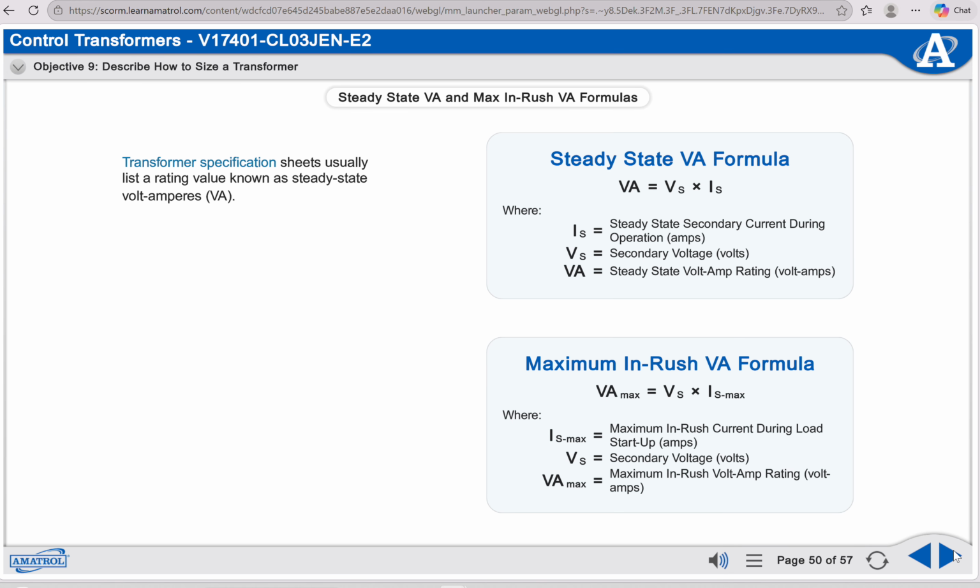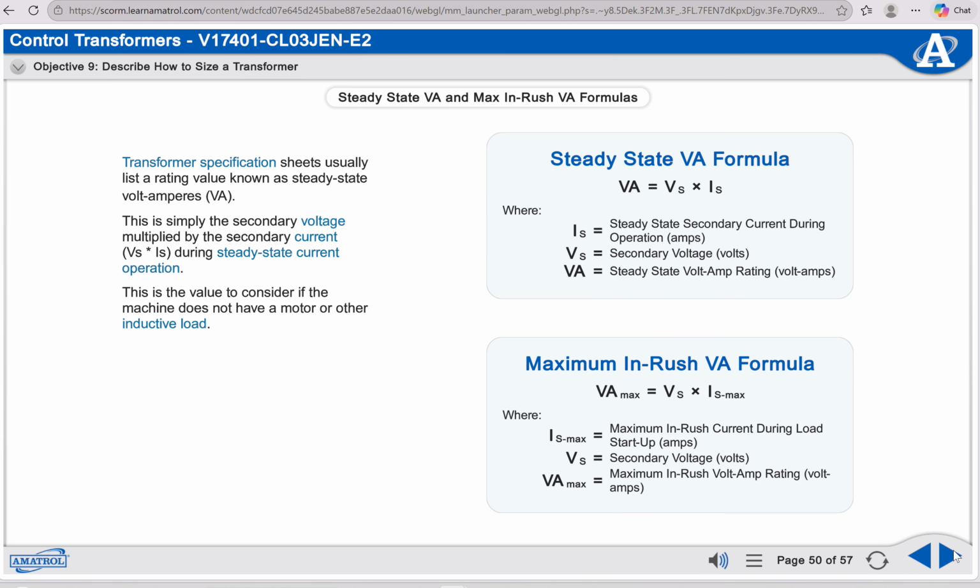Transformer specification sheets usually list a rating value known as steady-state volt-amperes, VA. This is simply the secondary voltage multiplied by the secondary current, Vs times Is, during steady-state current operation. This is the value to consider if the machine does not have a motor or other inductive load.